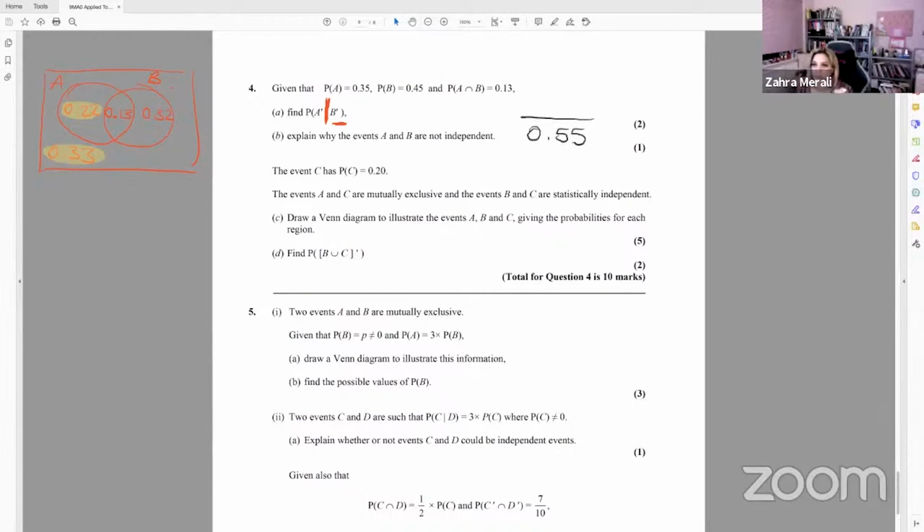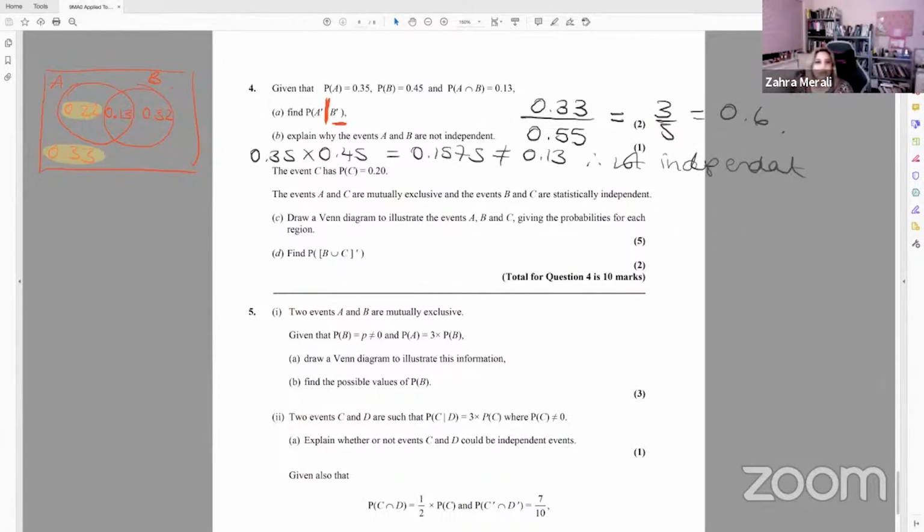Out of those two things, how much is not A? Well, out of those two things, 0.33 is not A. You should be able to see it's 33 over 55, which is the same as 3/5, or 0.6 if you've got it in decimals. And then it says explain why they are not independent. Exactly what we did before. 0.35 times 0.45 equals 0.1575, which is not 0.13, therefore not independent.